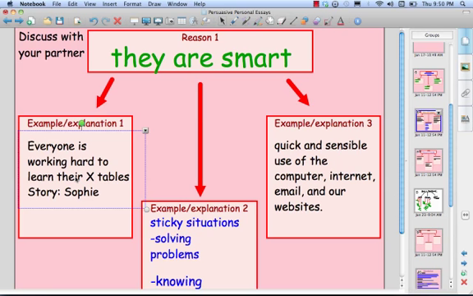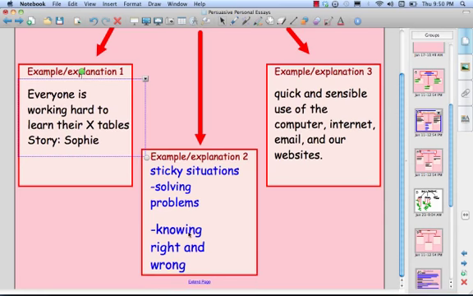The first one, they said, was because they worked very hard to learn their times tables. And they wanted to include the story about how Sophie had learned her times tables very quickly in our class. The second example, they said, was because they were very good at solving problems in sticky situations and knowing the difference between right and wrong. And the third example was because they were quick and they used a computer sensibly and they knew how to use the internet, email and other websites really well.